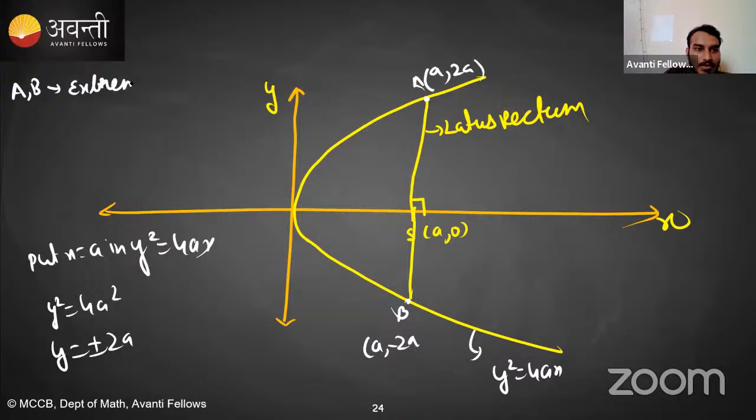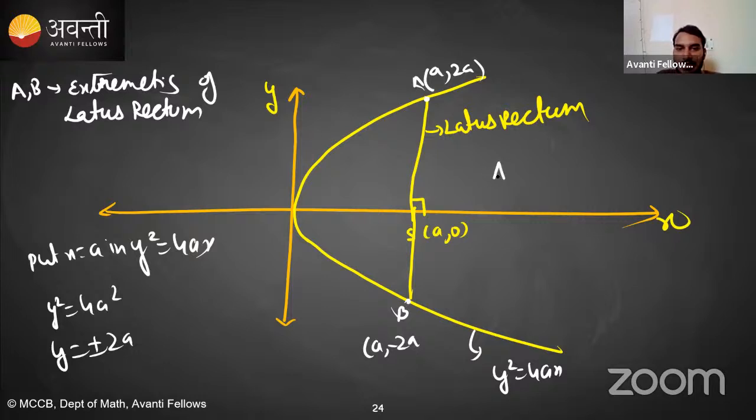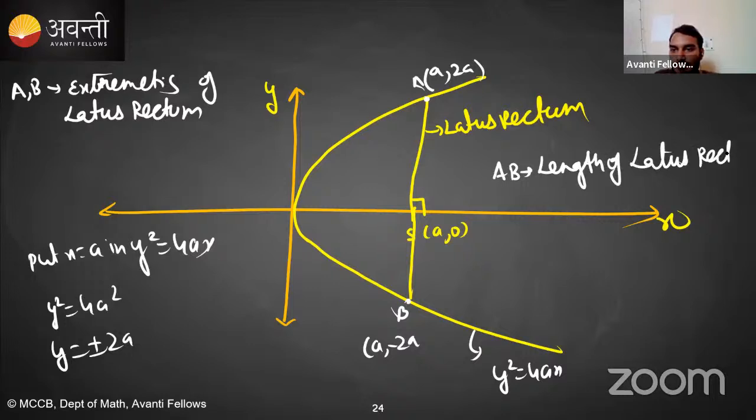So students, these A and B are known as extremities, the extreme points of the latus rectum. Clear? And AB क्या है? AB is the length of the latus rectum. Is this clear? Very good, Pathan, Harish, very good. Okay, so what is AB? Distance between the points A and B, which is 4a. So length of latus rectum यहाँ से कितना आ रहा है? 4a दिख रहा है ना?